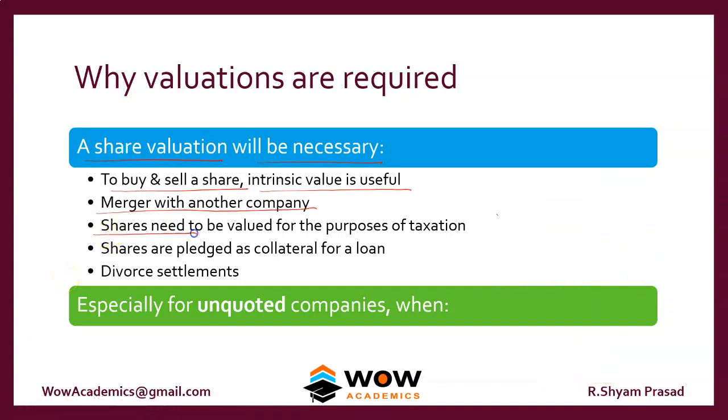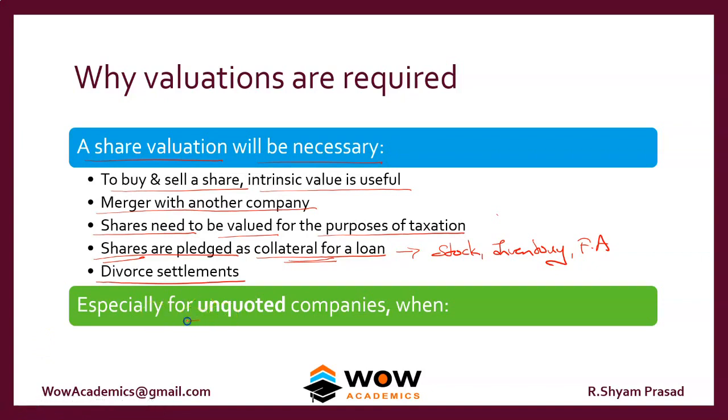The next one is, shares need to be valued for the purpose of taxation. Shares are pledged as collateral for a loan. Just like we get a loan by pledging stock, inventory or fixed assets, we can also give shares of a company as collateral. At that time also we need valuation. Even at times of divorce settlements, the husband and wife will try to find out the value of a company which they are holding, and divide it accordingly.